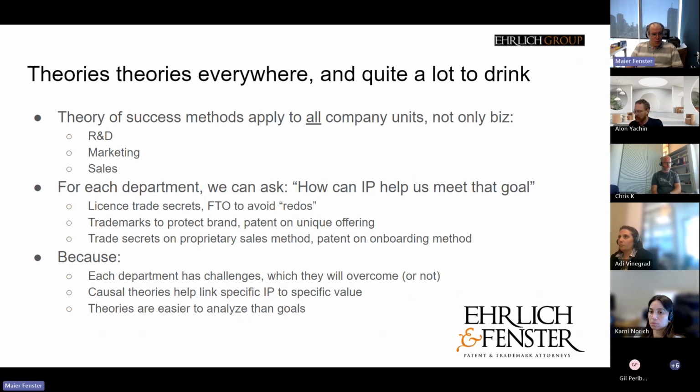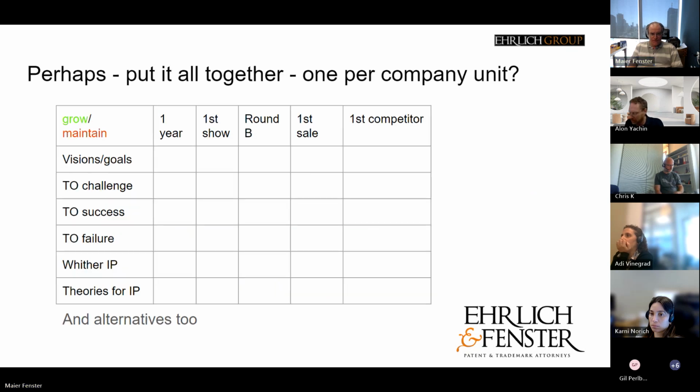So for each one of these departments, we can identify their challenges, and you can use causal series to link specific IP to specific value. And just to say it again, these series, because they're not just one word, but actually a logical analysis, they're easier to analyze than just goals.